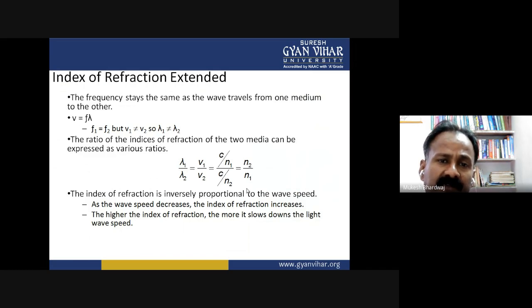Index of refraction: the frequency stays the same as the wave travels from one medium to another. So v equals f lambda. f1 equals f2, but v1 is not equal to v2, so lambda 1 is not equal to lambda 2. The ratio of indices of refraction of two media can be expressed as various ratios.